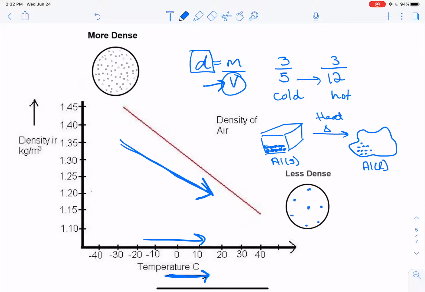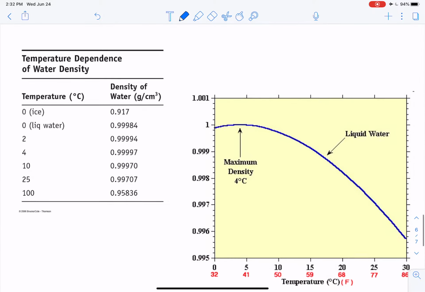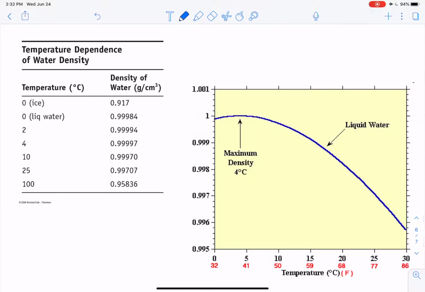They can slide past each other just fine. And so this right here is less dense, and this over here is more dense. So usually the solid form is more dense than the liquid form, and the gas form is the least dense. But water is an anomaly. So let's take a look at water.